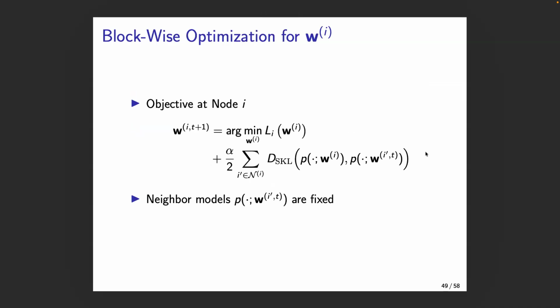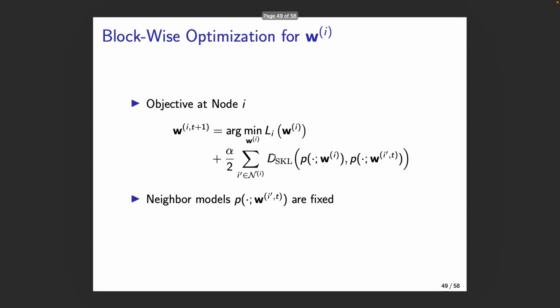And again, because solving these problems simultaneously is a little bit tricky, we're going to use block-wise optimization for each node. For example, for node I, we assume that all of the other parameters are fixed, and then we only optimize with respect to the parameters on the local node. So we're minimizing the negative log likelihood plus our penalty term.